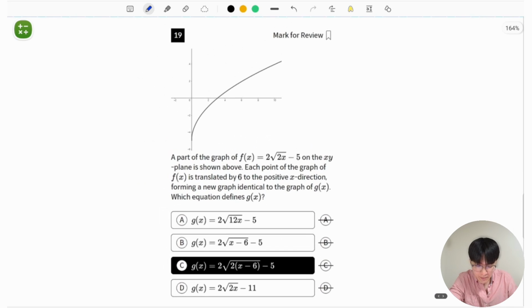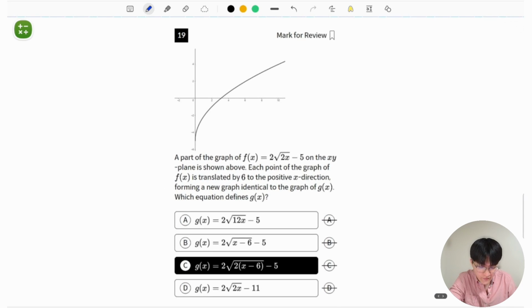Question number 19, a part of the graph of f(x) equals 2 square root of 2x minus 5 on the xy plane is shown above. Each point of the graph of f(x) is translated by 6 in the positive x direction. So we're moving this graph 6 in the positive x direction, something like this, forming a new graph identical to the graph of g(x).